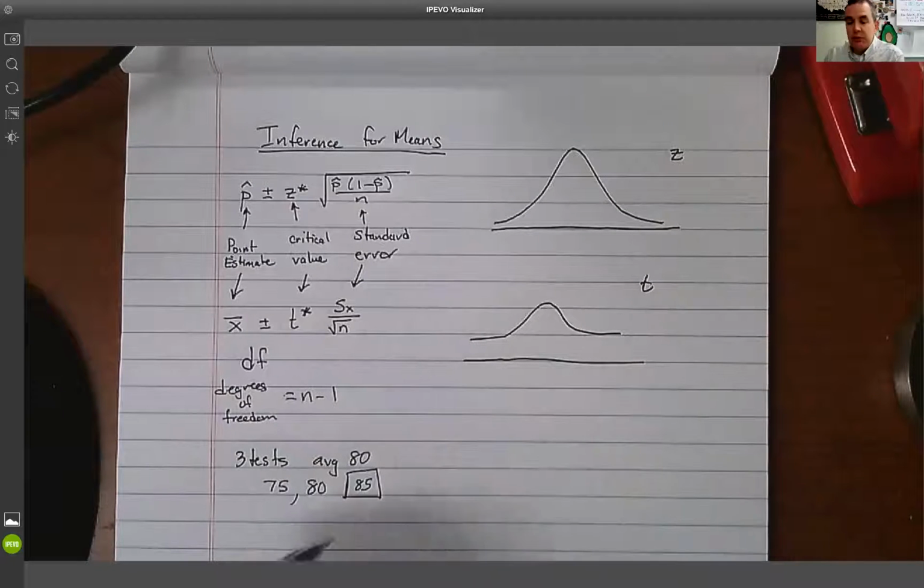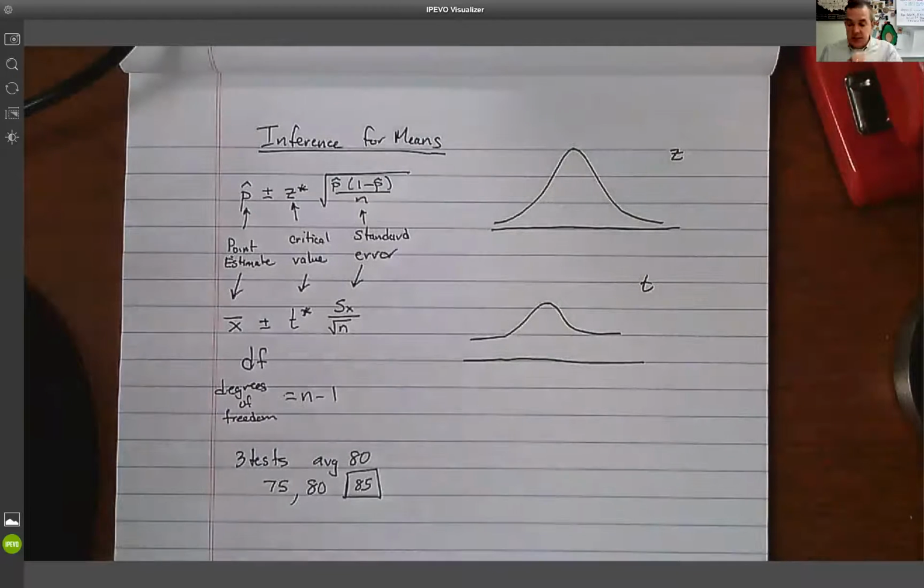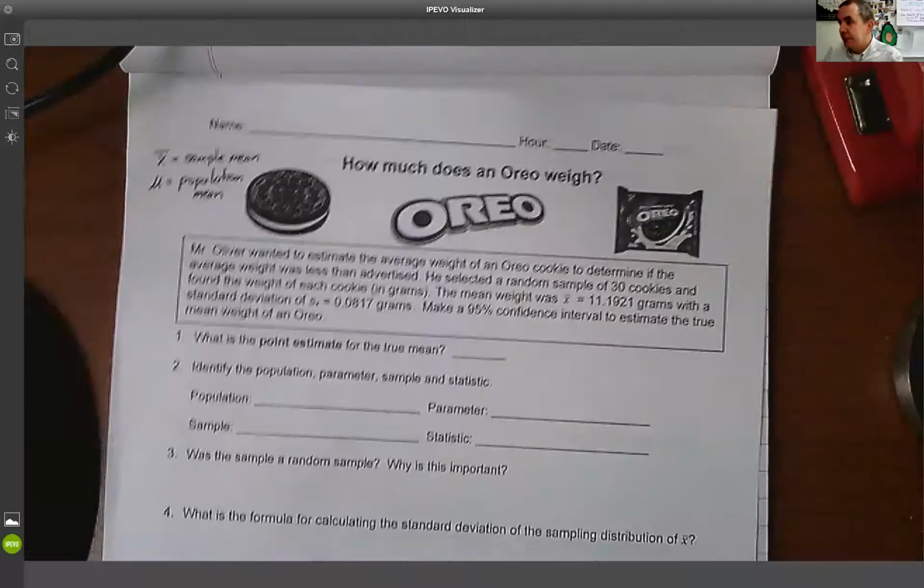So that's what degrees of freedom are. Degrees of freedom basically say once I know all but the last piece of a sample, I can figure out what that last piece of the sample is. So I'm going to show us how to do this today with our example today.